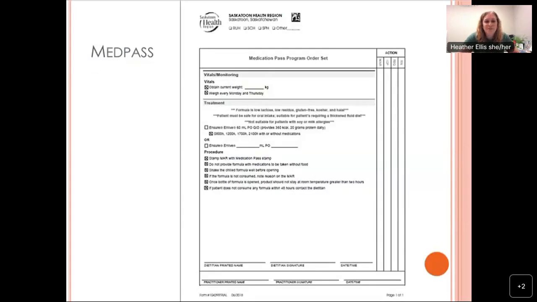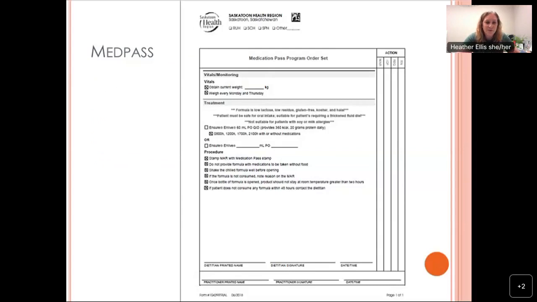So this is what our MedPass order set sheet looks like. You might have seen it in the charts. If not, you might be seeing it sooner rather than later. So we basically start with trying to obtain a current weight. We know that that can be tricky on the unit, and not everyone can be weighed with the scales that we have on the unit currently. So we do our best to either use the weight that the patient or family report, estimate a weight ourselves, or try and get nursing to weigh.